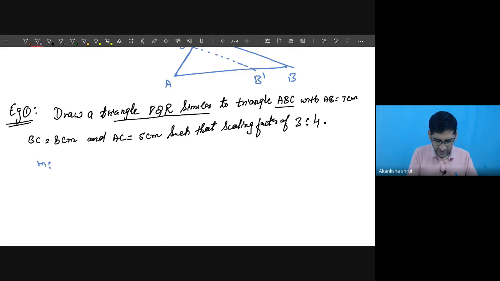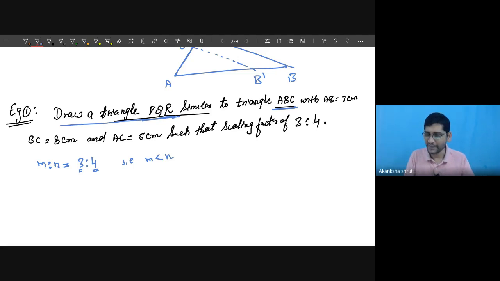Here means what? Understand it carefully. Here we are given m by n. M is what? For the triangle to be drawn, its name itself is given here, means PQR, to be drawn. So their side ratio to the given triangle side ratio is our 3:4. That is, m is less than n. M less than n means the denominator is the given triangle, the numerator is to be drawn. So the drawn triangle will be smaller. But first, we have to draw the triangle ABC, considering the angle A coinciding here. You may also coincide the angle B, that doesn't make any difference, because you have to just construct a similar triangle.